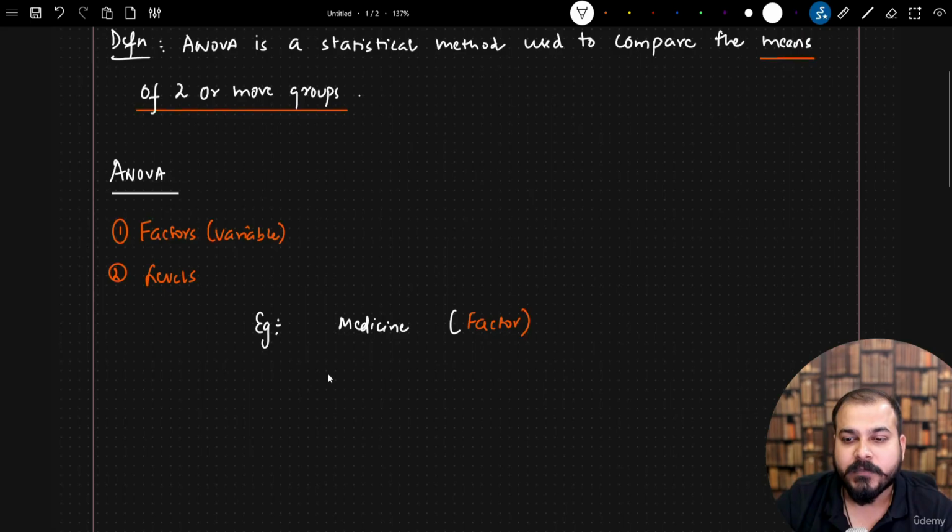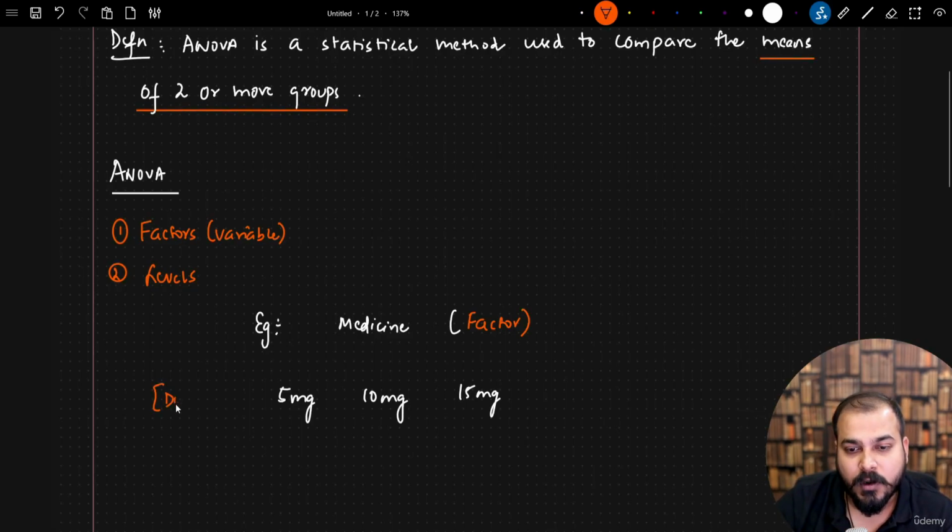Now, with respect to this medicine, some people will probably have 5 mg of medicine. Second group of people will have 10 mg. And there may be 15 mg of medicines. What is this? These are nothing but dosage. So in this example, medicine is a factor, and this component where you have multiple different dosages, these are my levels.